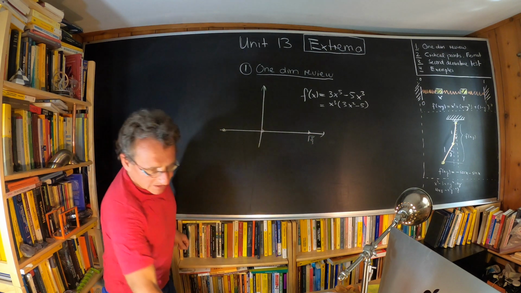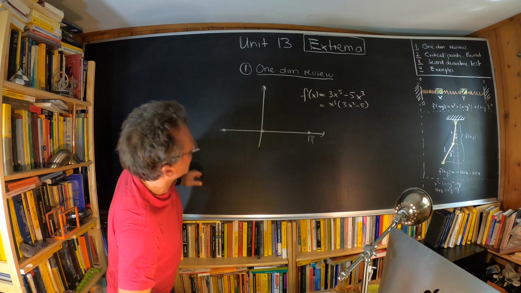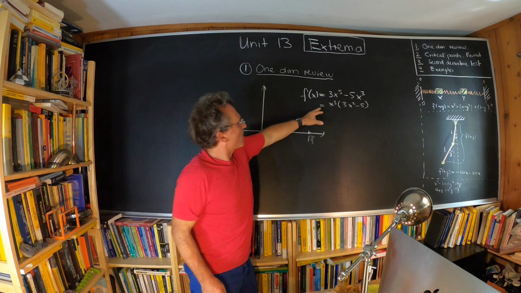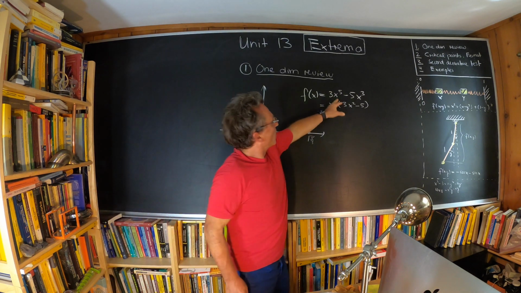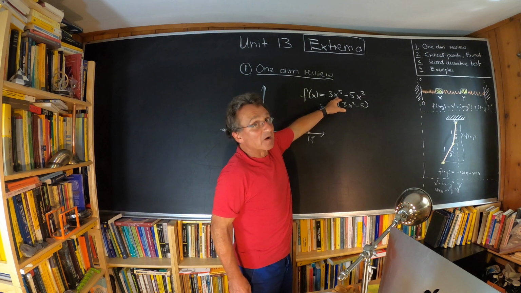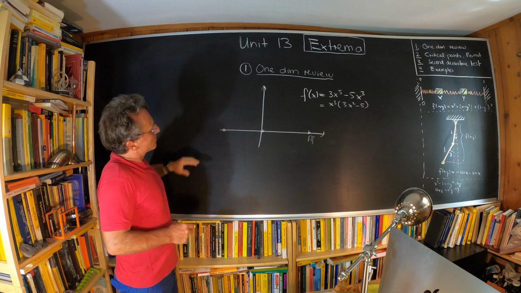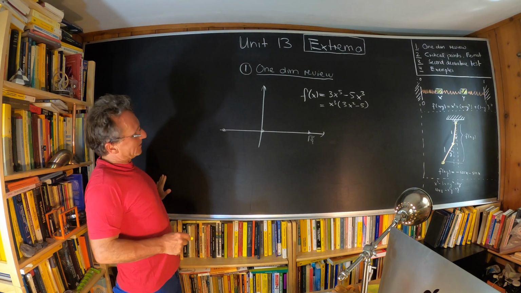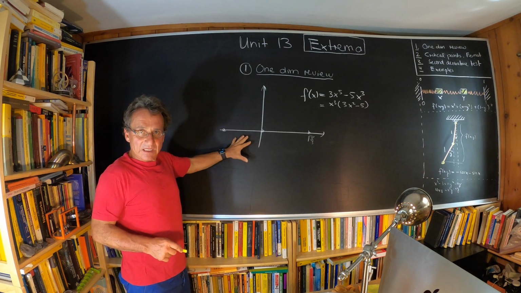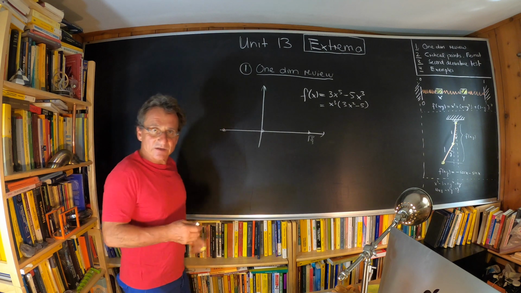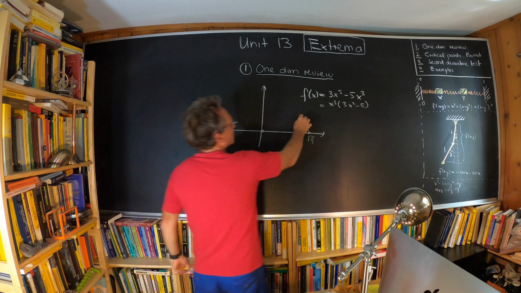And if you look at this function, it grows like x to the 5. In the large, it will go up here, and here it will go down. But what happens in the middle? For that we have to take the derivative and find extrema, find maxima and minima.